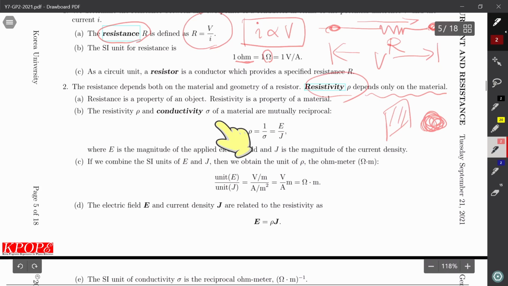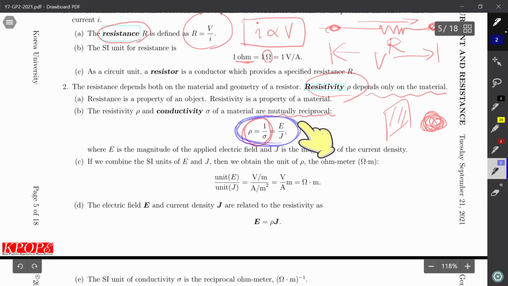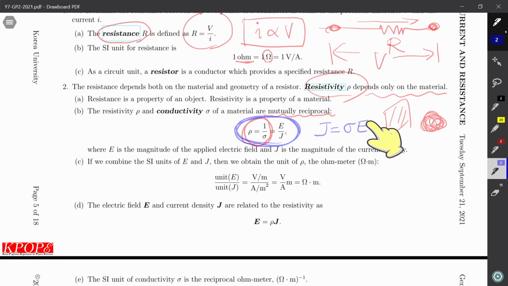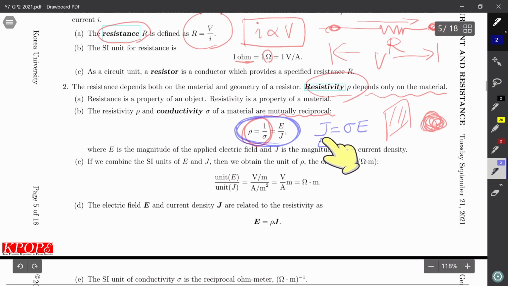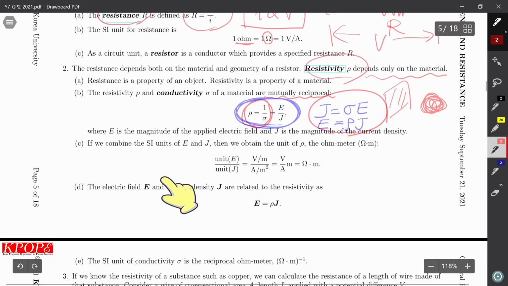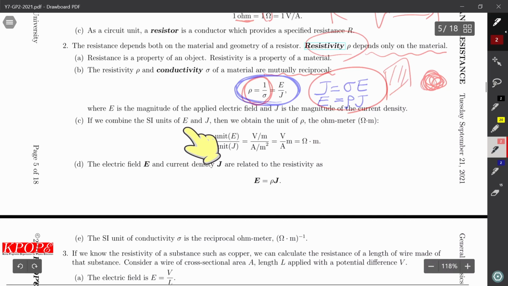Resistivity rho and conductivity sigma are closely related. They are mutually reciprocal, so keep that in mind. The current density J equals sigma E, or E equals rho J. Memorize current density J equals sigma E, and electric field E equals rho J, where J is the current density. If we combine the SI units of electric field and current density, then we obtain the unit of rho, the ohm meter.